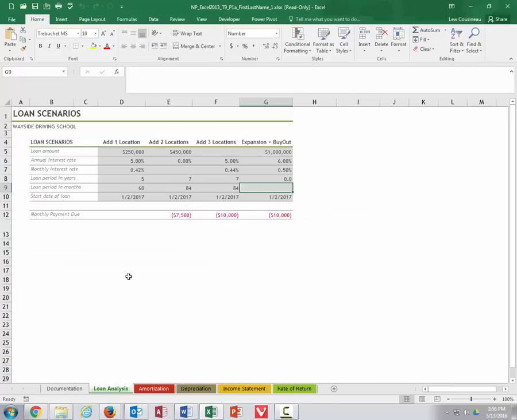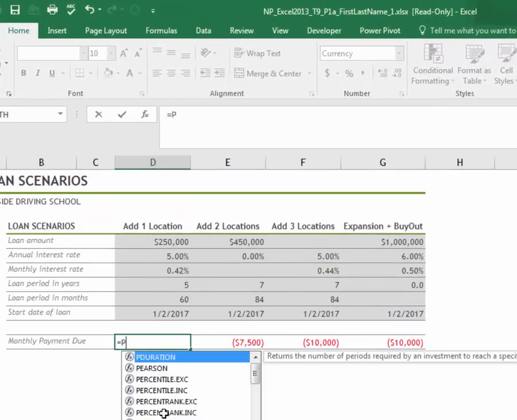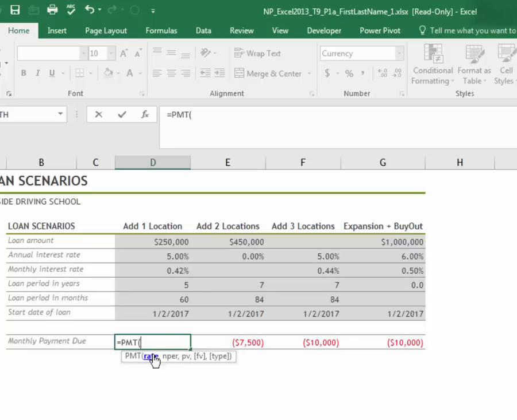Jumping to loan analysis, let's do project step number 1, where they ask that we put the payment function in D12. So I'm going to type equal PMT, and then we'll take a look at what PMT wants. It wants the rate, NPER, number of periods, the present value, and in some cases it's optional. You might need the future value and or the type. So the rate is 5%, but that needs to be divided by 12, and they've already done that, so we'll just click on the monthly interest rate.